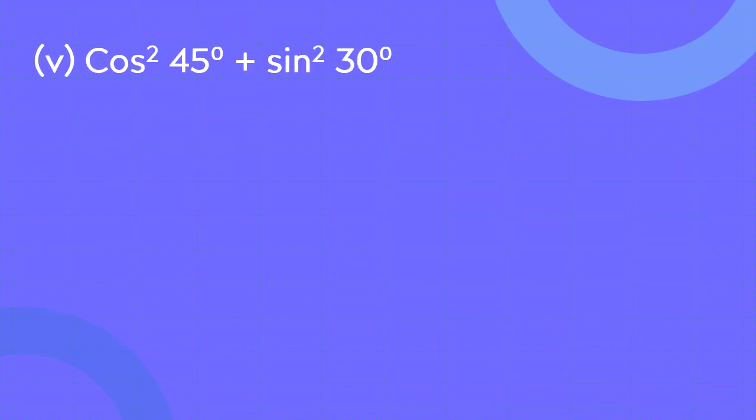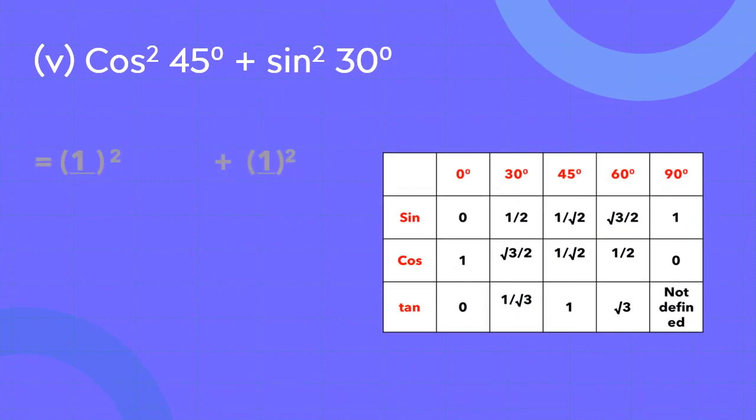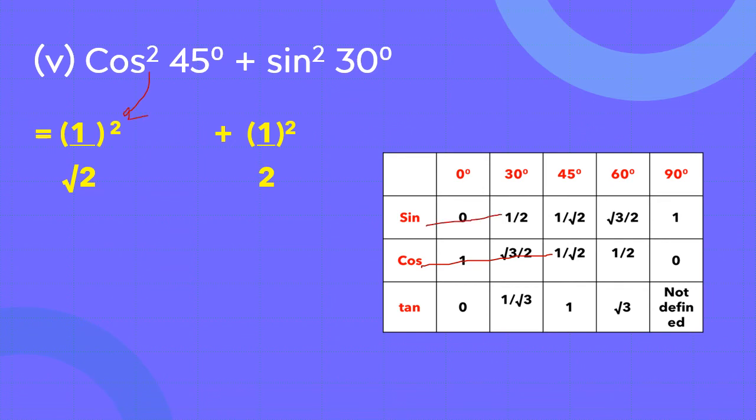Now fifth question: cos square 45 plus sine square 30. First let us refer to the table. Cos 45 is 1 upon root 2, the whole square, since there is a square. And sine 30 is half, and since there is a square, we write the square. Now 1 square is 1, root 2 square is 2, and for the other fraction 1 square is 1 and 2 square is 4.